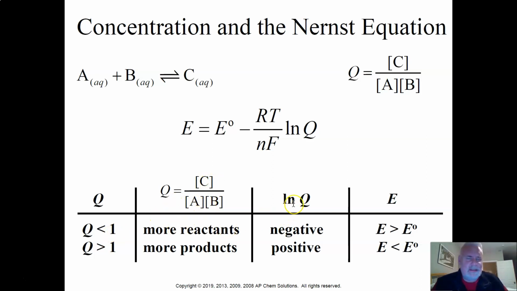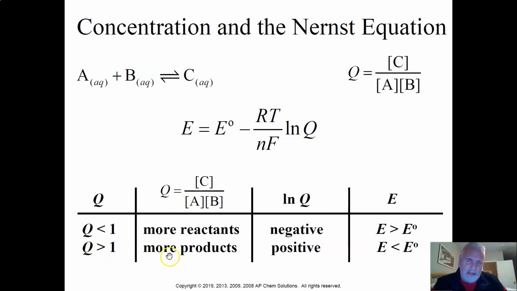Now what that does to your natural log of Q is that makes that negative. Now notice it's already negative. So if this number is negative and you're multiplying them, negative times a negative is a positive. So your E0 then would increase by this factor, making E greater than E0. And you see how we did that without really crunching any numbers.